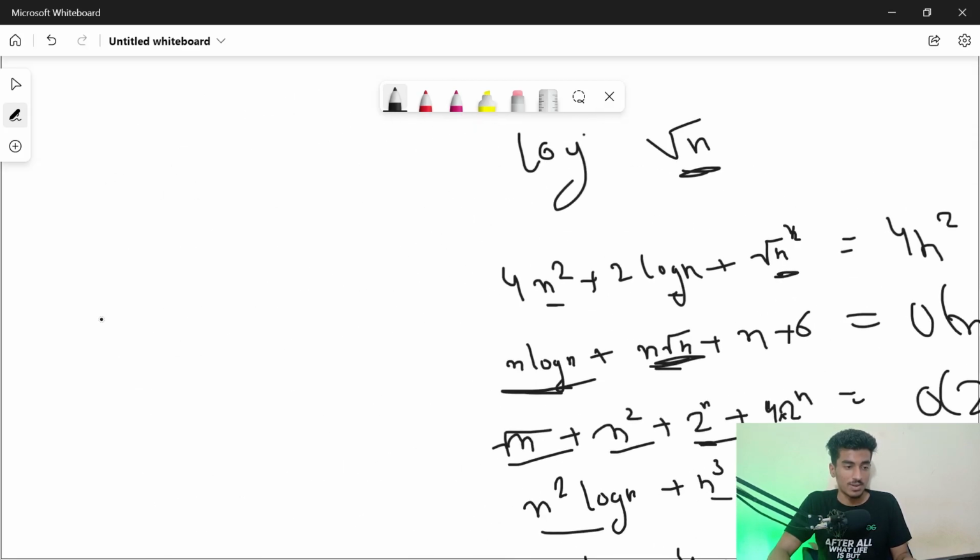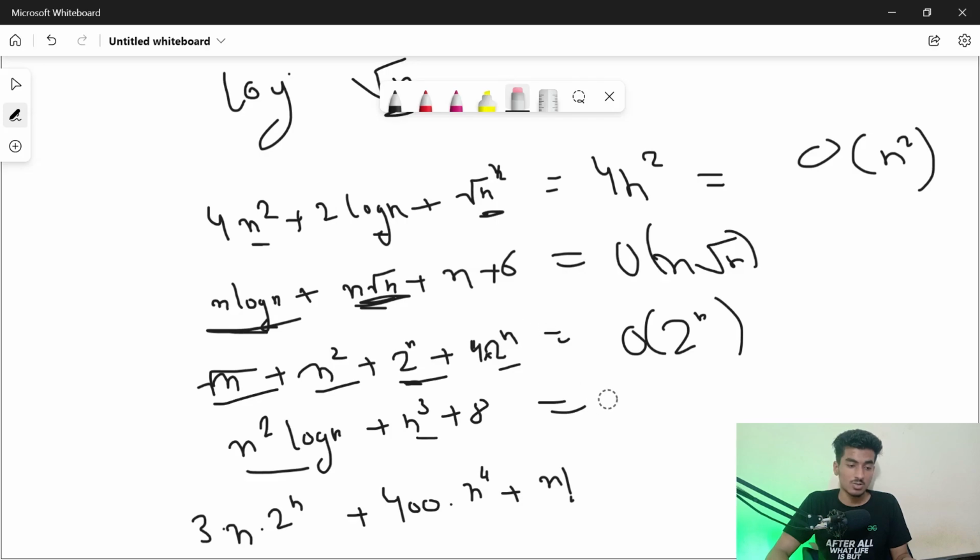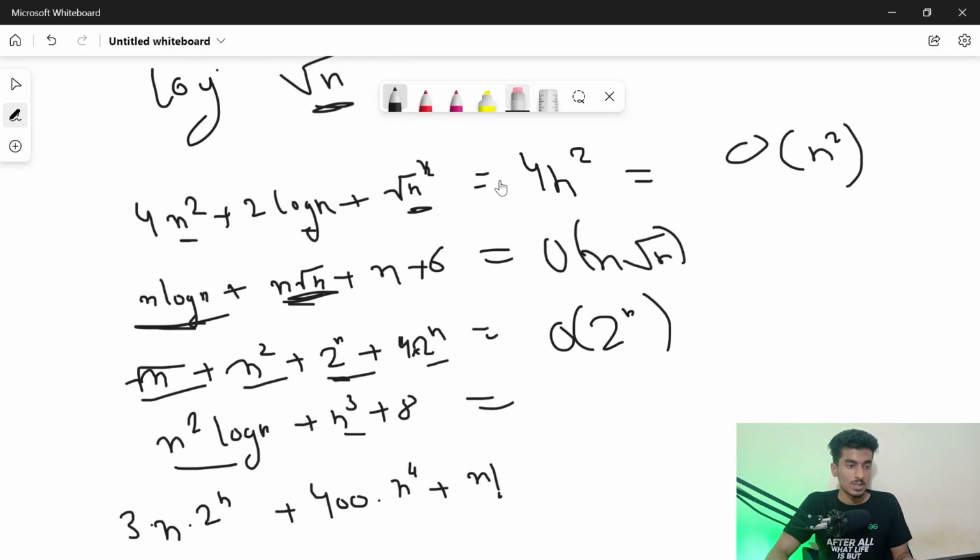So you can just verify by yourself, n square log n or n cube, which one is greater. After cancelling n square, here we will get n, and here log n. Which one is greater? Obviously n is greater. So that means our n cube is greater than n square log n. So we will just get here n cube, and that is the time complexity in our worst case.